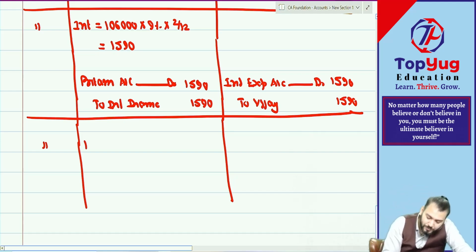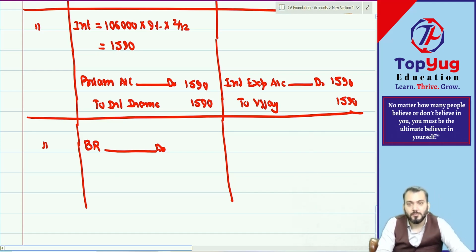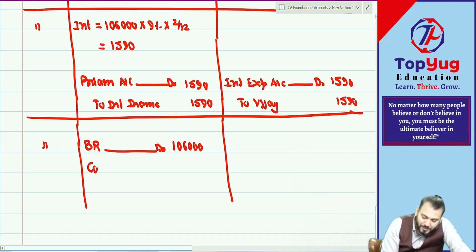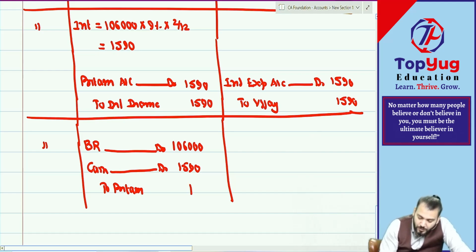BR account debit to debtor. So what journal entry? BR account debit. Correct. With what amount? 1,06,000 plus interest, or ignoring interest, so it will be 1,06,000 only. And how much cash is received immediately? 1590. To Preetham how much? The sum total of these two. Correct now? 107590.